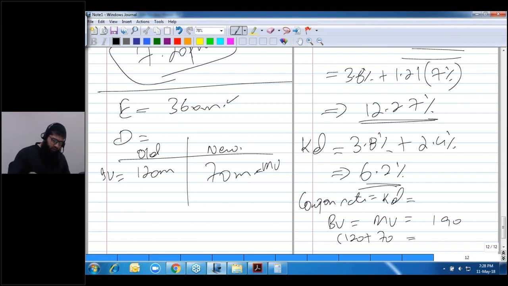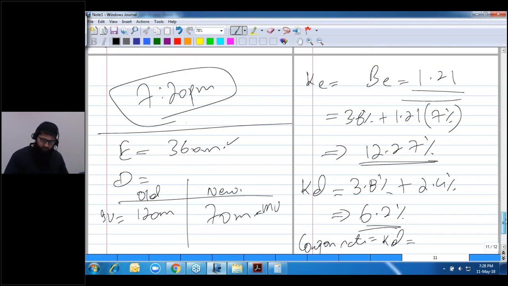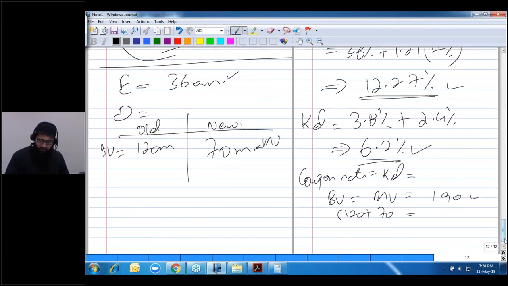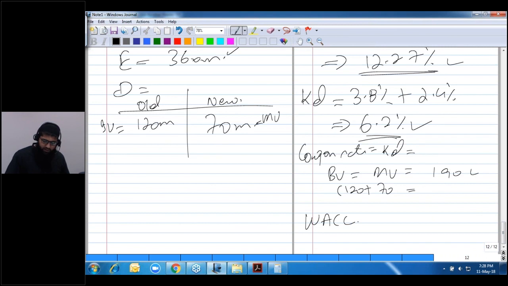So we have got the market value of equity, we have got the cost of equity, we have got the cost of debt, and we've got the market value of debt also. So can you calculate the revised WACC?